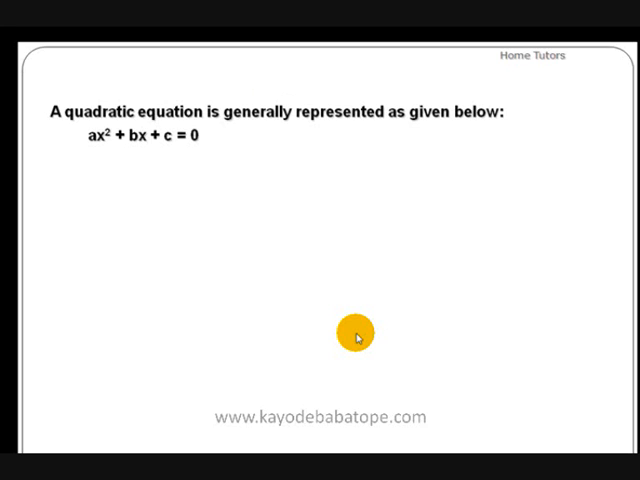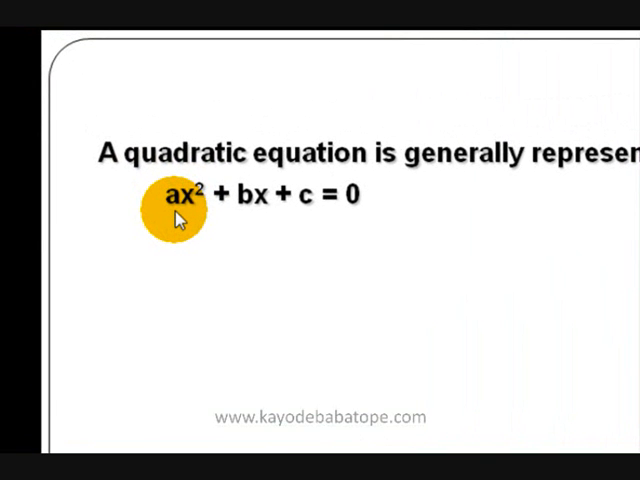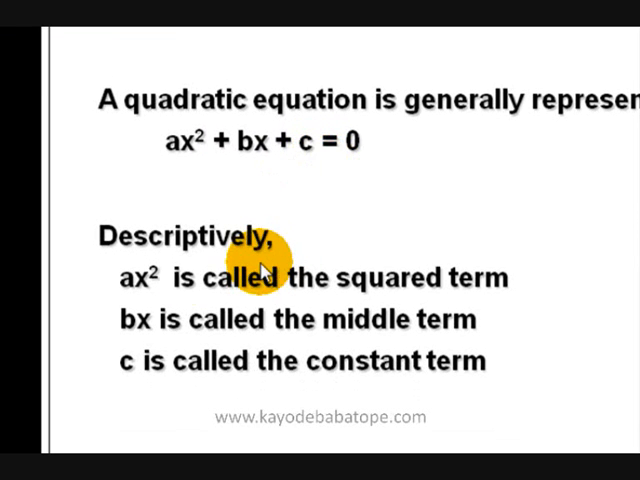A quadratic equation is generally represented as given below. So this is the general representation of what is called a quadratic equation: ax squared plus bx plus c is equal to 0. Descriptively, the ax squared is called the squared term, the bx is called the middle term, and c is called the constant term. So equations of this form are known as quadratic equations.